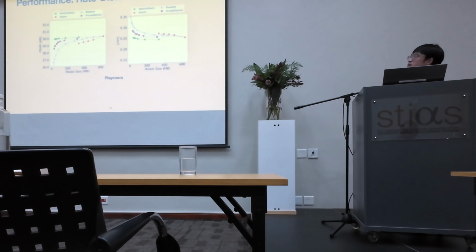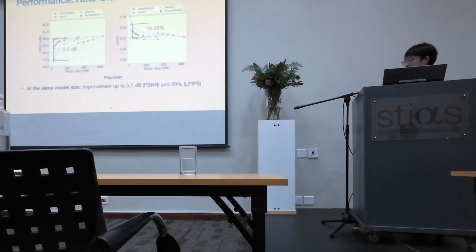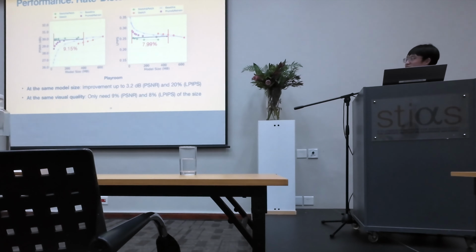Okay. So this is the RD curve for the scene Playroom. The first one shows the trade-off between the model size and the PSNR. And the second one is the model size versus the LPIPS. We can notice that at the same model size, our compression method can achieve improvement of up to 3.2 dB on PSNR or 20% on LPIPS. And at the same visual quality, we only need 9% of the model size, or 8% of the model size for similar quality on PSNR and LPIPS.